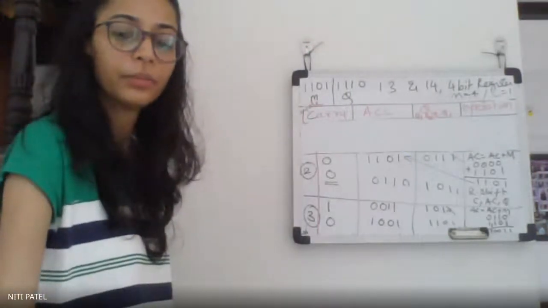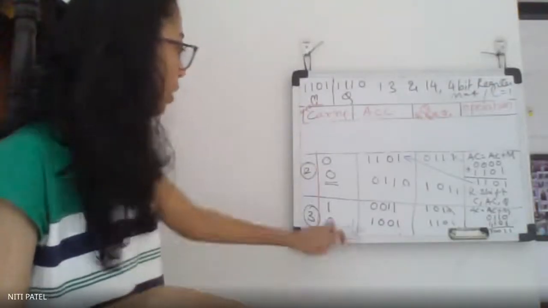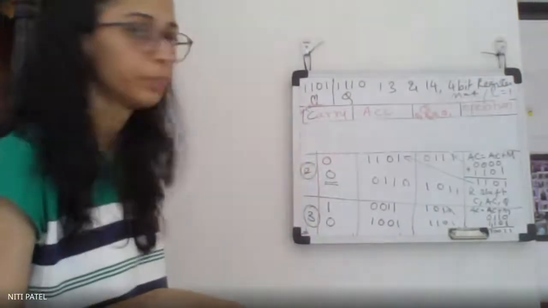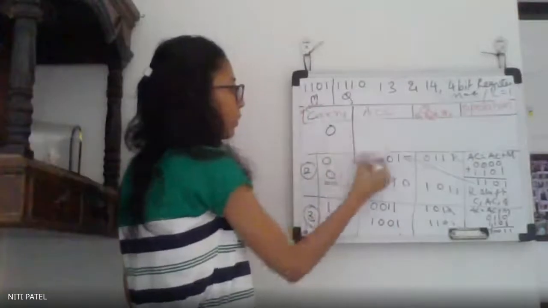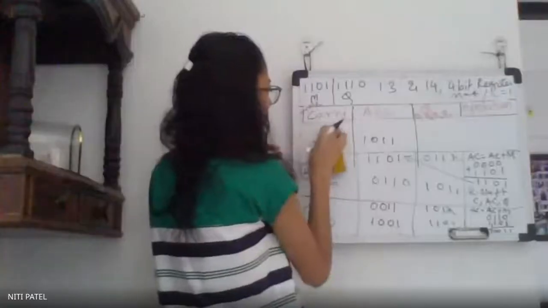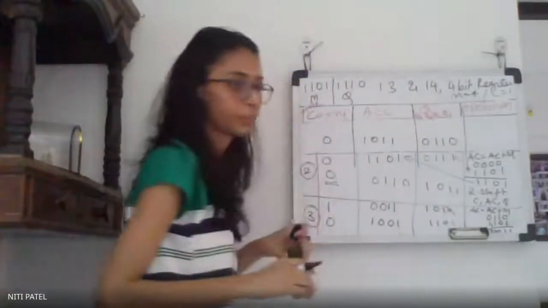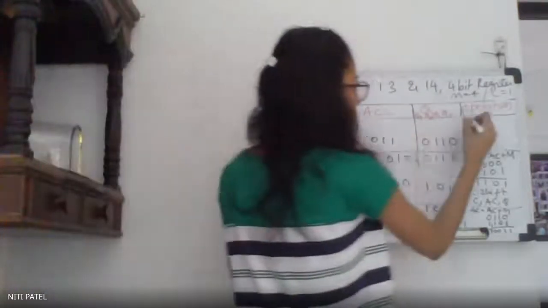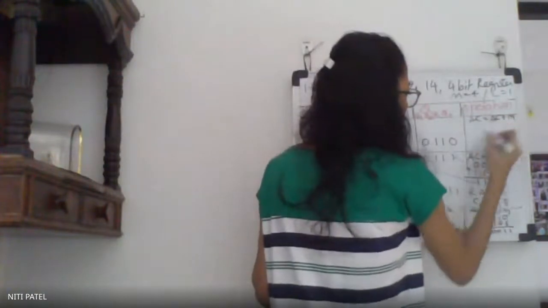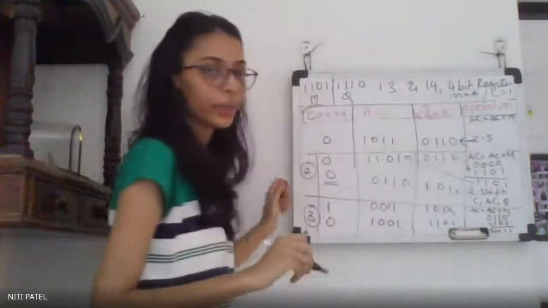Anyone who has completed? Yes, ma'am. Yes. Let us start the 4th cycle. What should I write at carry? Give me the final answer. Final answer carry is 0. Okay. What is AC? 1, 0, 1, 1. And Q is equal to 0, 1, 1, 0. Okay. So you have done AC is equal to AC plus M, and then the right shift answer is this. Correct? Yes, ma'am.